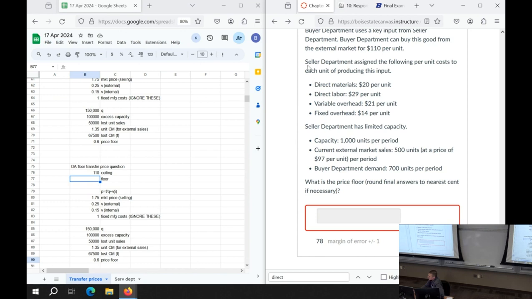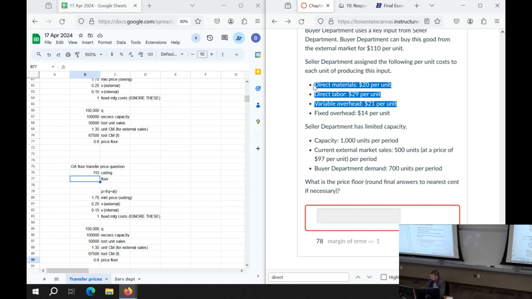Maybe make a little change to that, kind of clarify that. All right, so we have direct materials per unit, $20. Direct labor cost, $29. Variable overhead, $21 per unit. And fixed overhead, $14 per unit. So we're just going to worry about the variable ones of these, which by definition, or you can memorize this, are just these three right here, just like as if we were doing chapter 8 stuff.